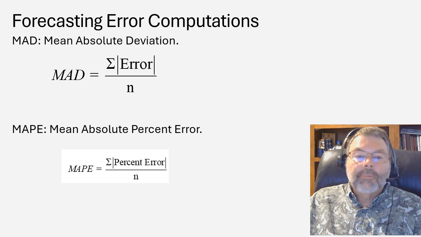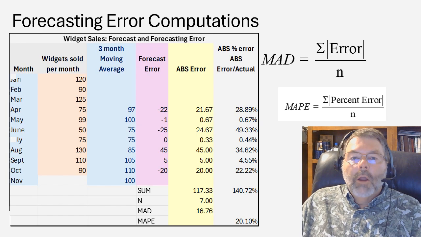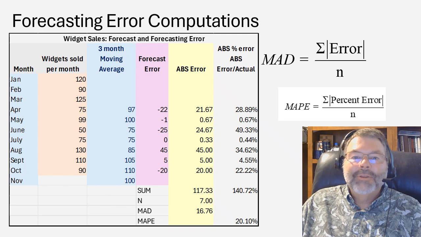That's where we're summing up the percentage of the error and again dividing it by the number of time periods. And we'll go over these computations in the next slide. All right, here we've computed both the MAD and the MAPE. Let's talk about the MAD, the mean absolute deviation, first.